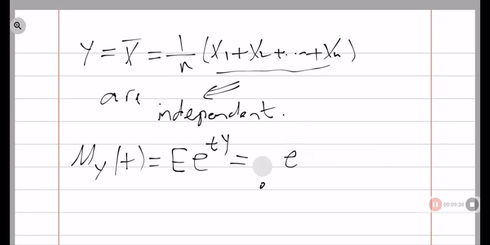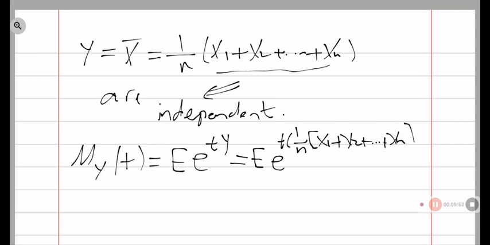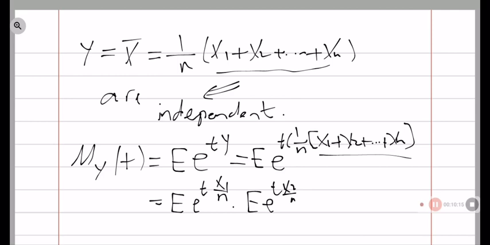We can write this as the expectation of e to the t times 1 over n, x1 plus x2 plus up to xn. Because all the x's are independent here, we can write that as the expectation of e to the t x1 divided by n, times the expectation of e to the t x2 divided by n, and then up to the expectation of e to the t xn divided by n.